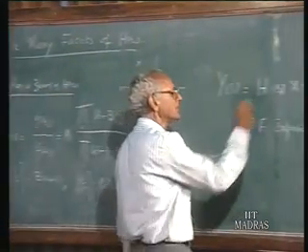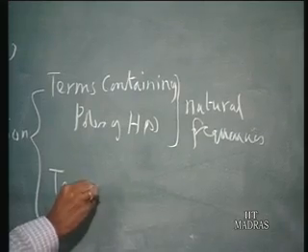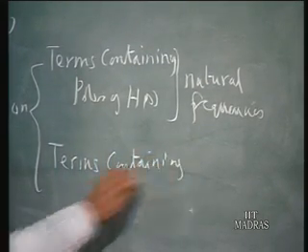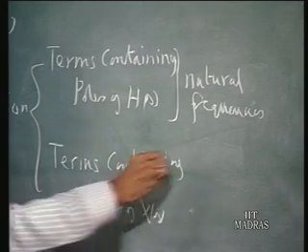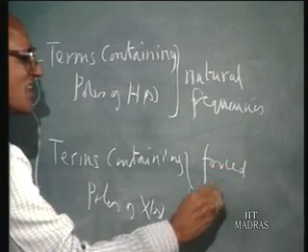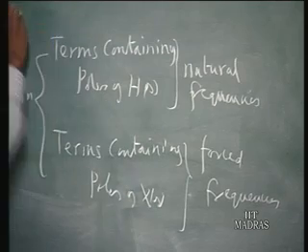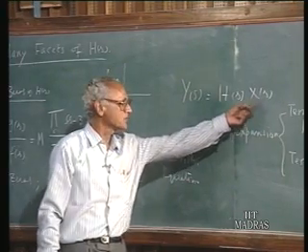On the other hand, the terms containing poles of x of s are the forced frequencies. They are the frequencies that come as a result of the particular input. So when you make the partial fraction expansion of y of s, you get some terms corresponding to the poles of h of s, and some terms corresponding to the poles of x of s.